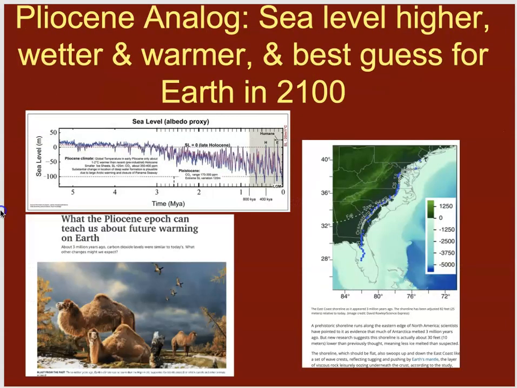Before the Ice Ages, there was the Pliocene, and there's the thought that the Pliocene might be the best guess for what Earth might be like in 2100 with higher levels of greenhouse gases. Sea level was higher, the Earth was wetter, and the Earth was warmer, are some generalizations for information that we have.